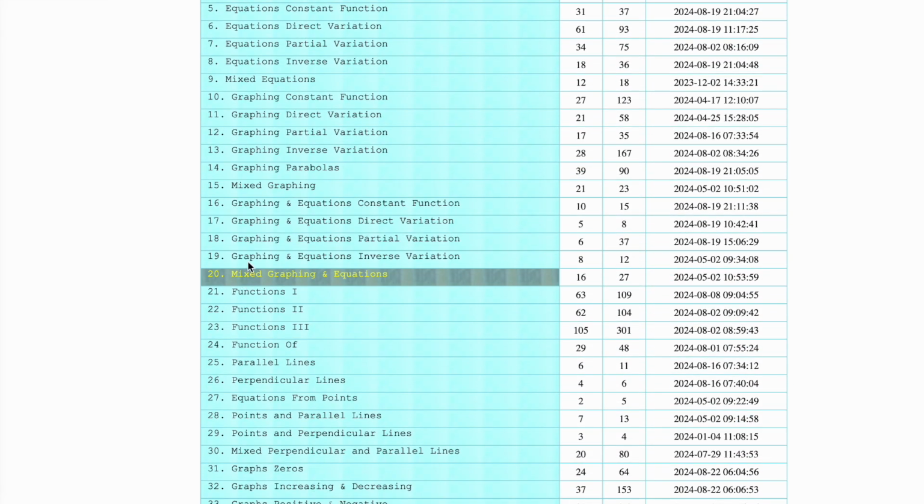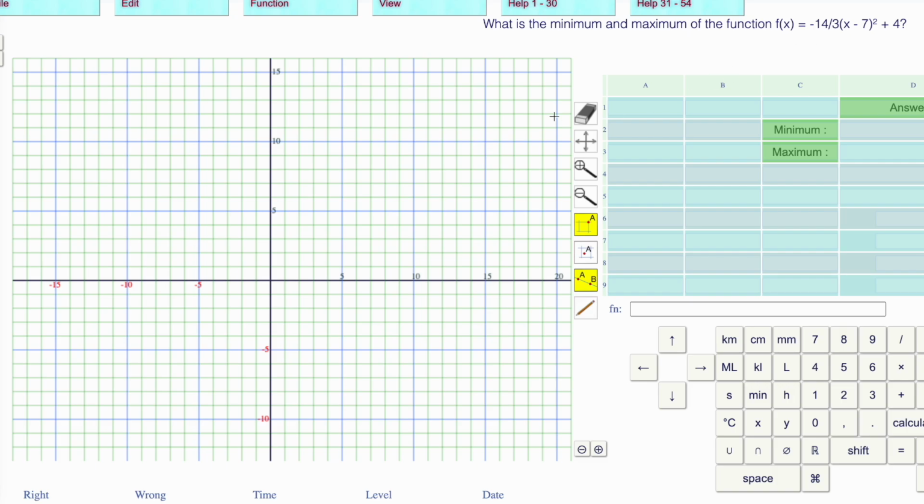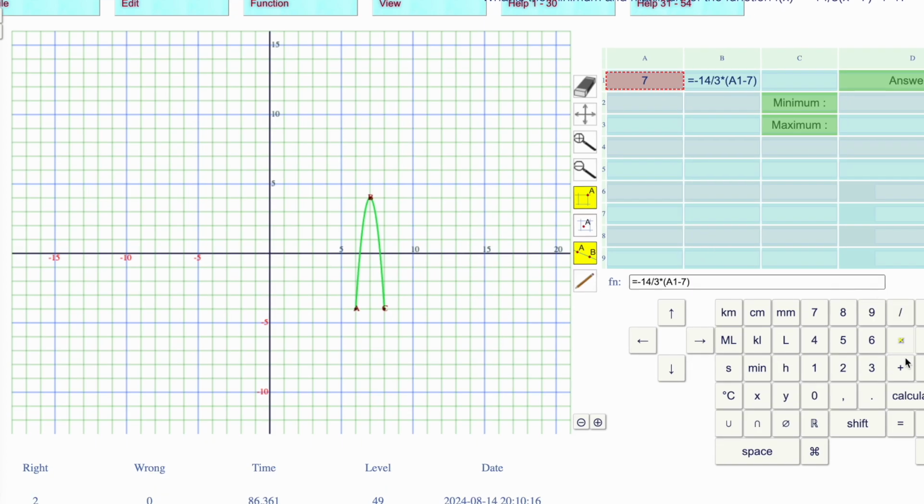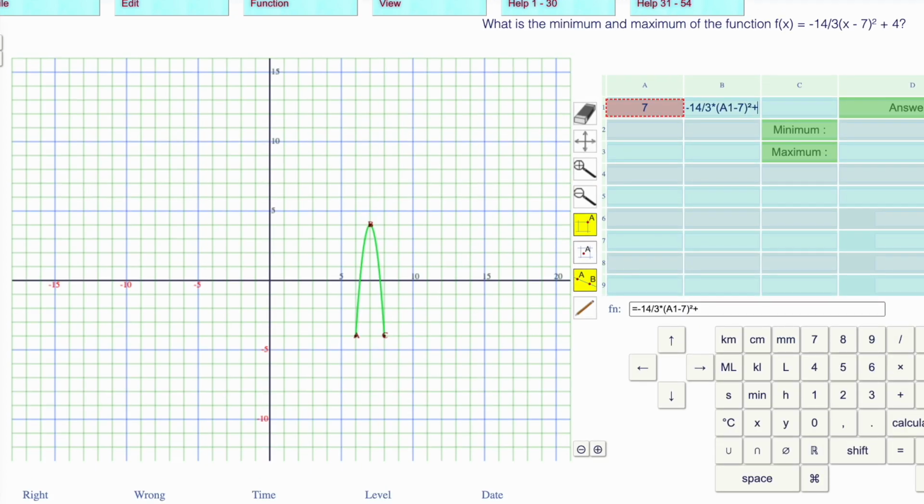Let's move on to a parabola. If we graph this parabola, it looks something like this: the vertex is 7, 4, and it is opening down. It's just going to keep going down. To get it exact, I'll put in my 7 as my x value, and then we'll calculate the y value: y equals negative 14 divided by 3 times the quantity x minus 7, which gives us 0, and then we square that to get 0, plus 4 gives us the vertex, 7, 4.